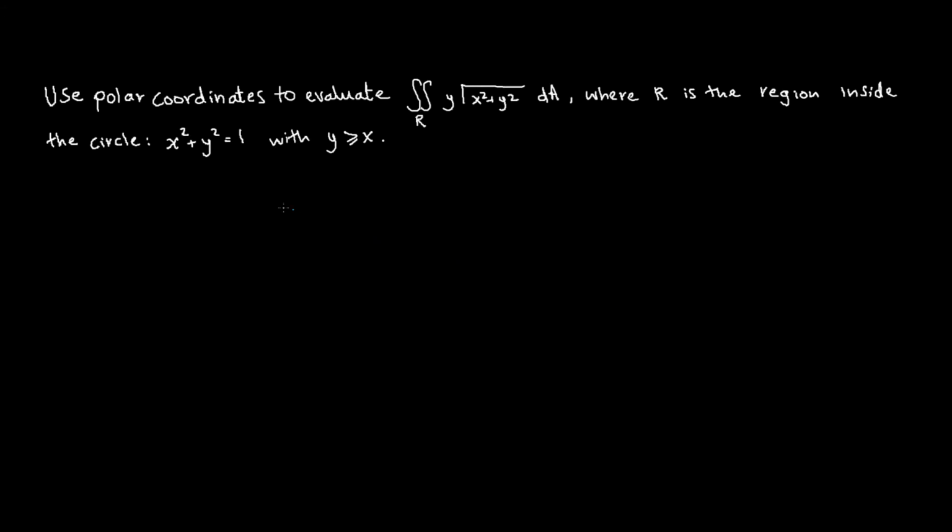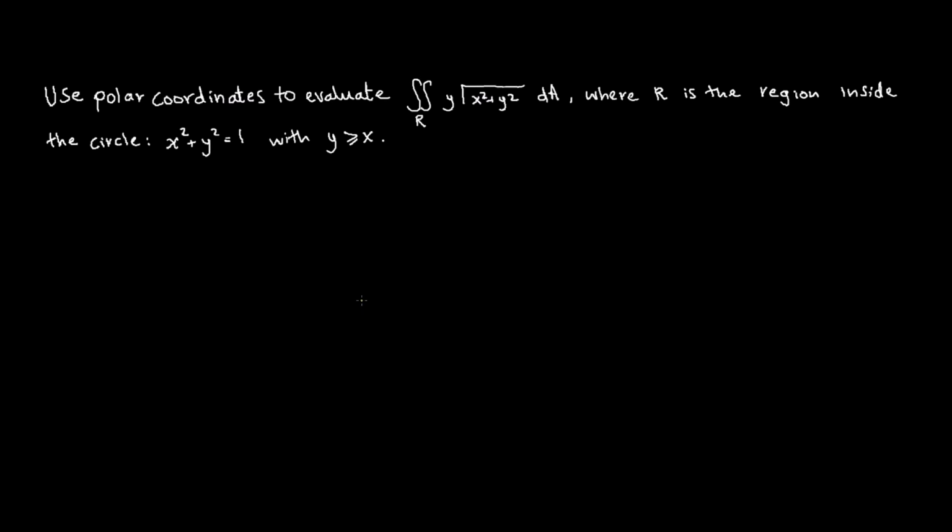Alright, welcome back. So in this video, I have another problem where we need to use polar coordinates to evaluate the double integral. We're told that the region R, which we are integrating over, lies inside the circle with radius 1 and is also constrained by this inequality here where y is bigger than or equal to x. I suggest you pause the video, try and solve the problem yourself, then come back and check your answer.